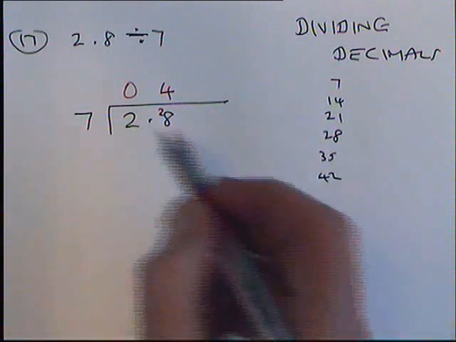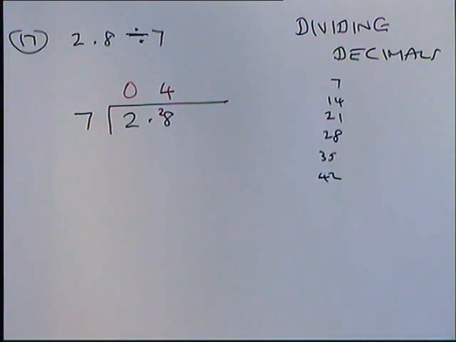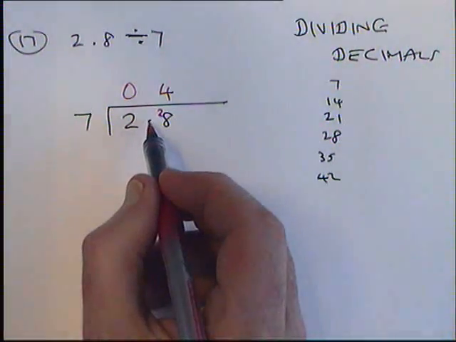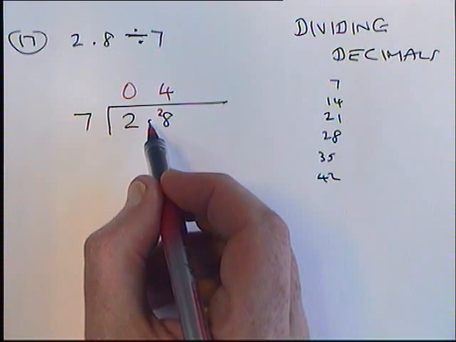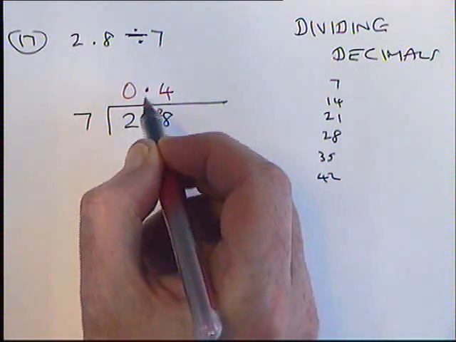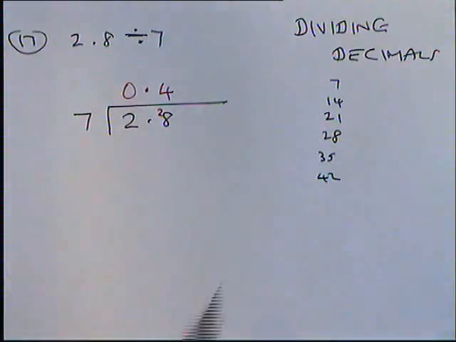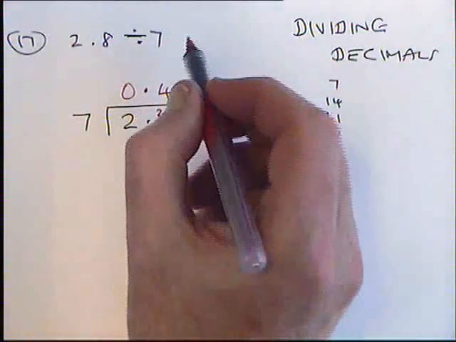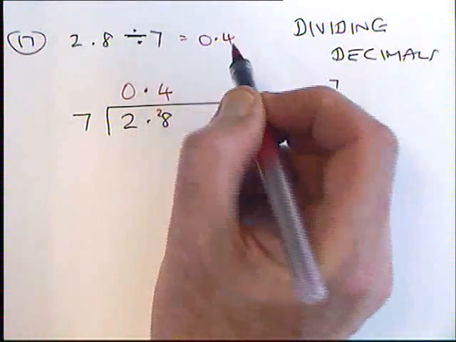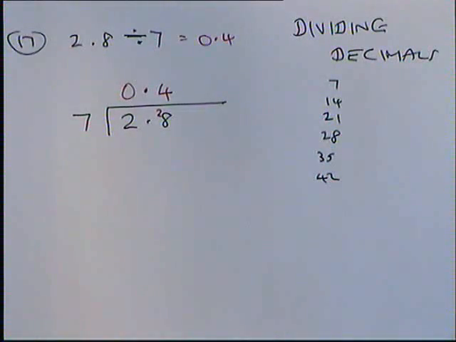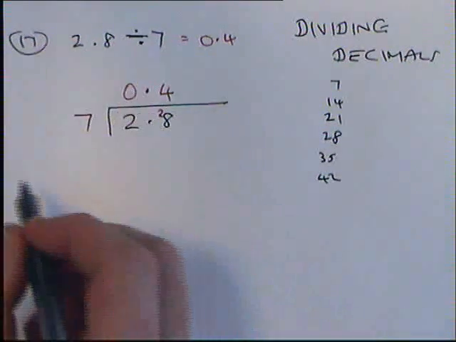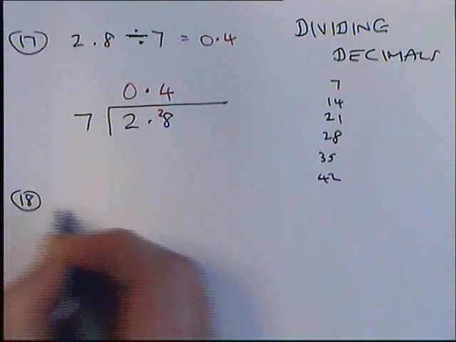There's no remainder, nothing else left to do apart from sorting out the decimal point. If there is a decimal point in this position in my question, I need to put a decimal point in that position in my answer. So 2.8 divided by 7 is 0.4. And that is how you can do a question where it's a decimal number divided by a whole number.